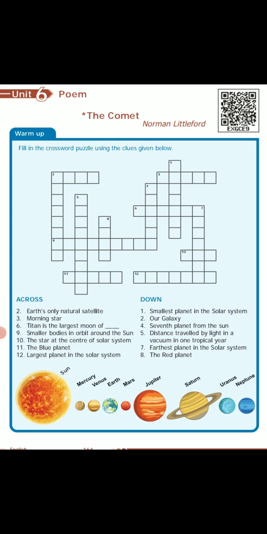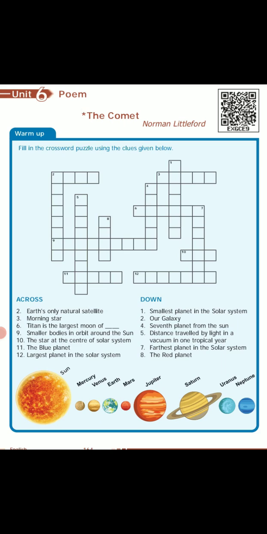Here, 11th one, blue planet. Which is the blue planet, children? Earth. Okay, 12th one, largest planet in the solar system. Can you say? Jupiter. Okay, these are the across answers. Now, shall we see the down questions? Smallest planet in the solar system. Can you say? Yes, now it is Mercury.